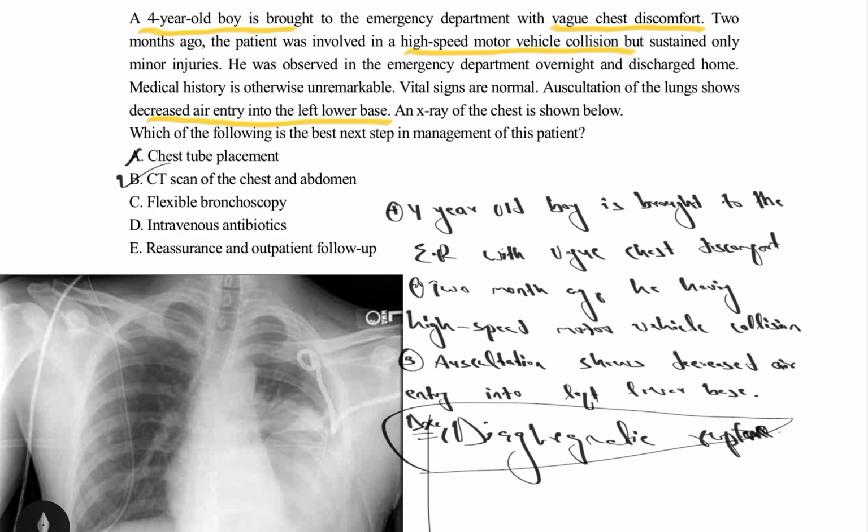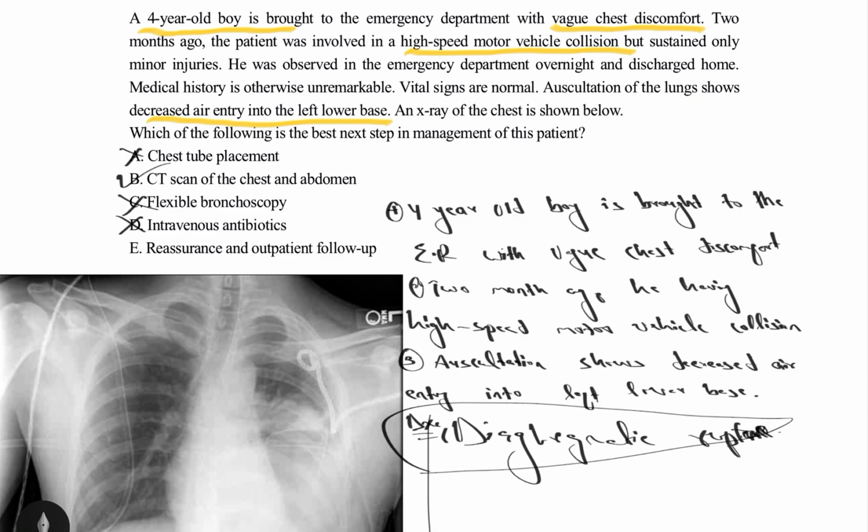Coming to the incorrect ones, choice A, chest tube placement. Chest tube placement is for the patient having pneumothorax or hemothorax. Choice C, flexible bronchoscopy. This patient has no respiratory distress or associated X-ray findings, for example, pneumomediastinum, pneumothorax, or subcutaneous emphysema. So flexible bronchoscopy is not needed for this patient.